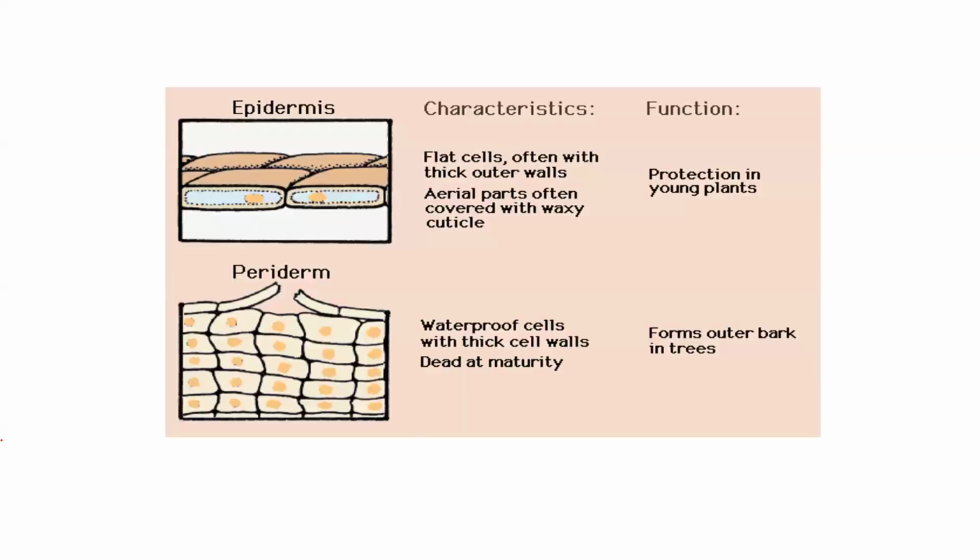What are the differences between the epidermis and periderm? The epidermis is made up of flat cells with thick outer walls, and the aerial parts are covered with a waxy cuticle. Its function is protection in young plants. Whereas the periderm is made of waterproof cells with thick cell walls that are dead at maturity. They form the outer bark in trees.